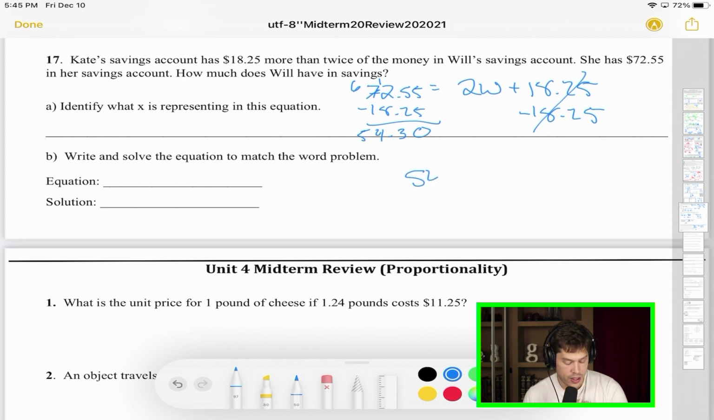So now we need to take 54.30 and divide it by 2. Okay, and then what do we get? We get 27.15. So Will's bank account equals $27.15.